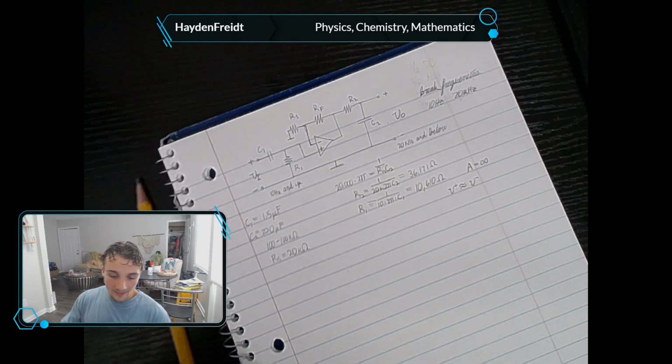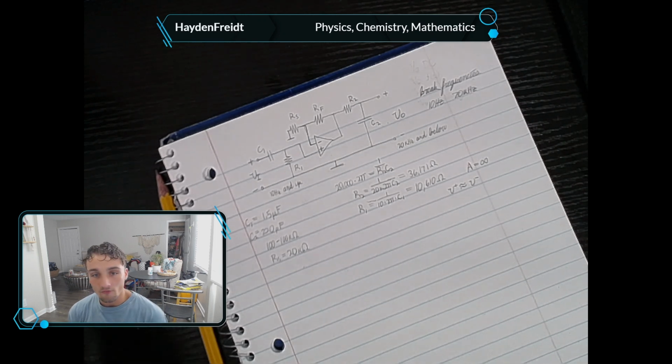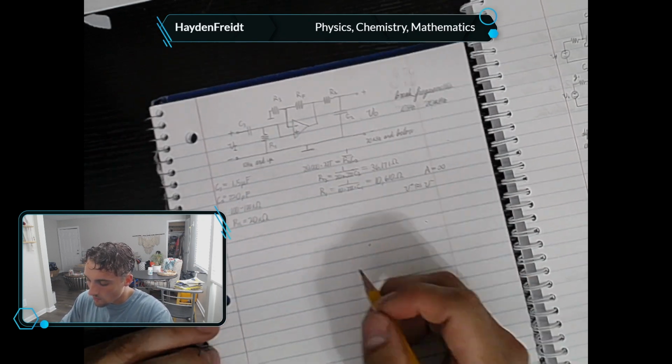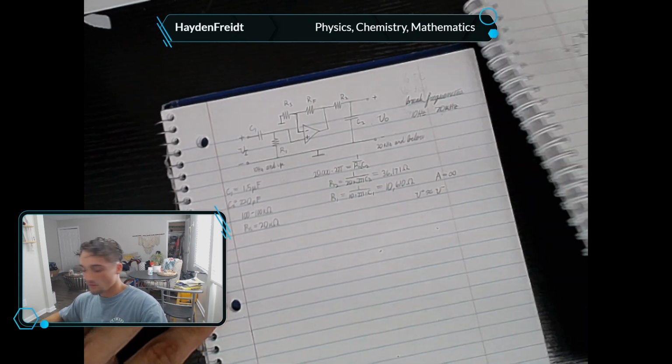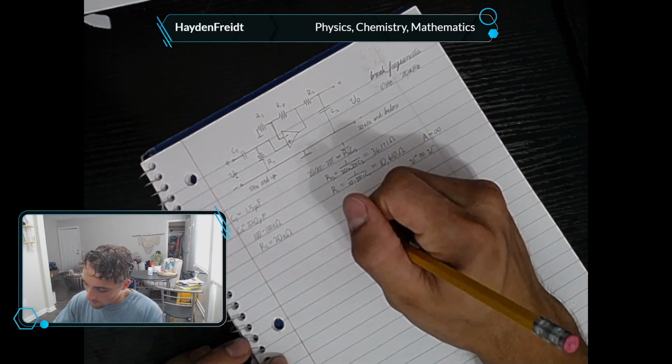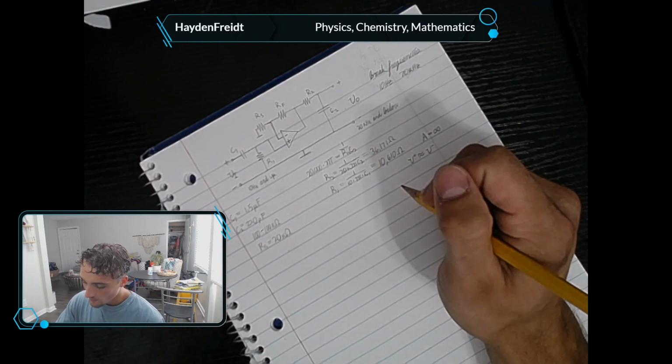So now I can do node analysis and figure out what V positive is. Actually, I don't even need node analysis for that. I can figure out V positive easily with a voltage divider relationship, and I can figure out V negative through a little bit of node analysis. We can know what's going on at the positive node with ease because it's just a voltage divider relationship.